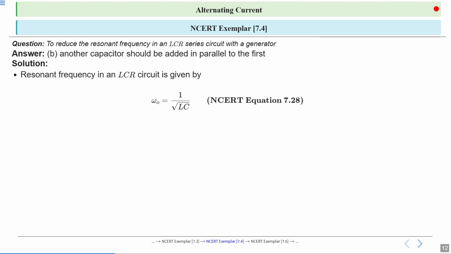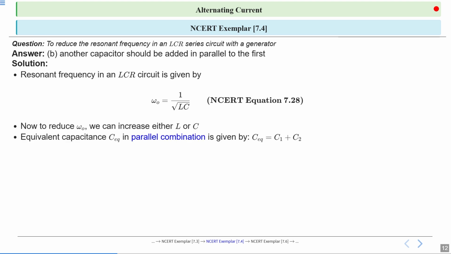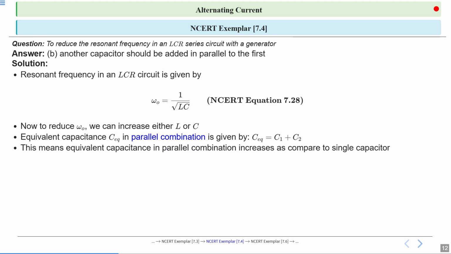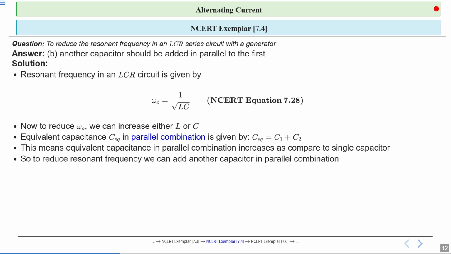So, NCERT question 7.28. Now to reduce omega naught, we can increase either L or C. The equivalent capacitance in a parallel combination is given by C equivalent equals C1 plus C2, so it is an algebraic sum. If we are connecting any capacitor in parallel, the capacitance of the combination will increase. This means equivalent capacitance in a parallel combination increases as compared to a single capacitor. So to reduce the resonant frequency, we can add another capacitor in parallel. Okay.